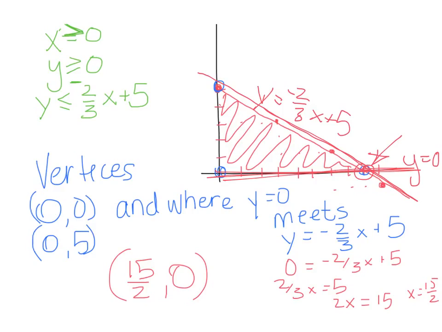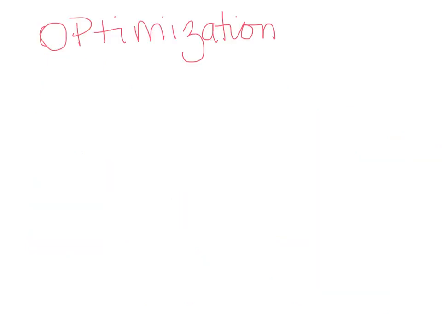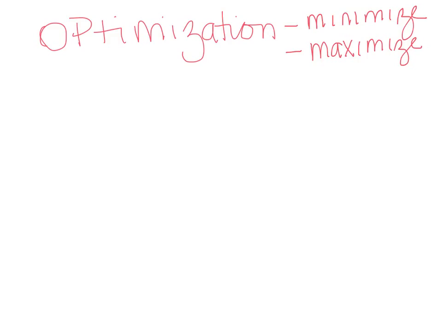All right, let's try something new. We're going to start talking about optimization. Optimization can be either minimize or maximize. We tend to want to minimize cost and maximize profits, so optimization is a general term for either one. There's usually some equation that you're trying to optimize. Maybe that equation describes your profit, and you want to maximize it.